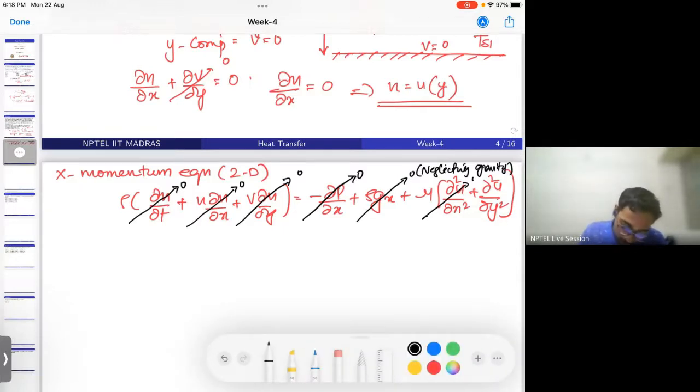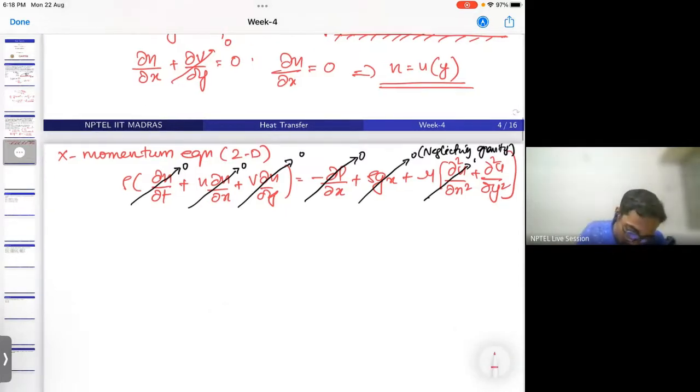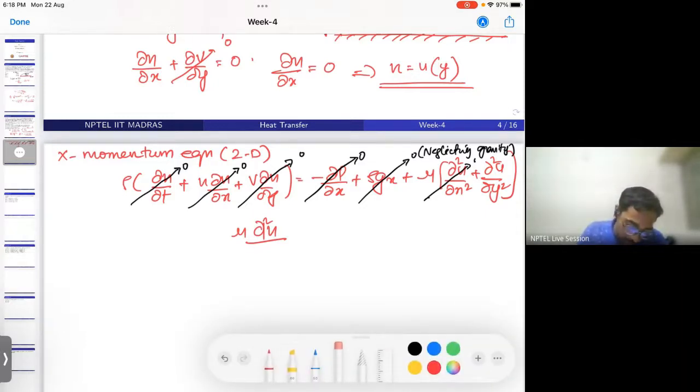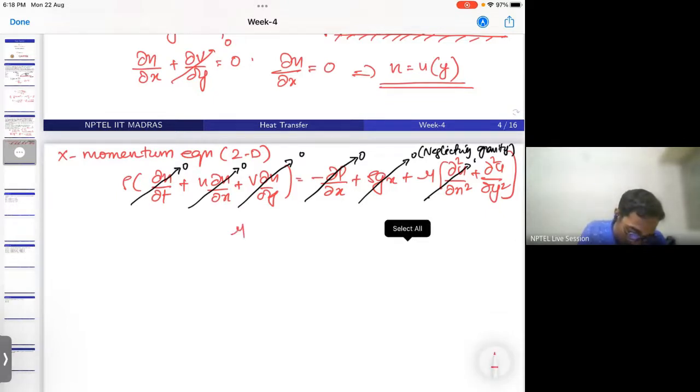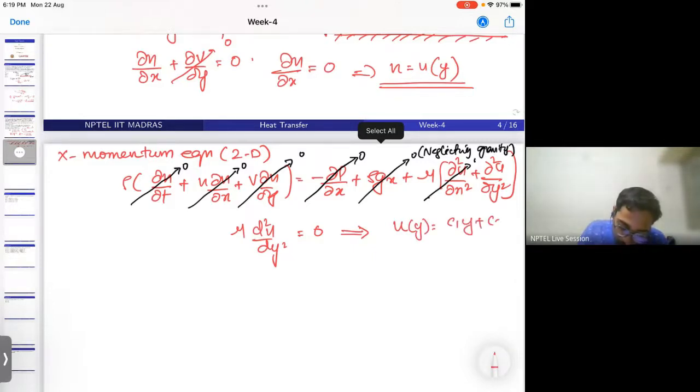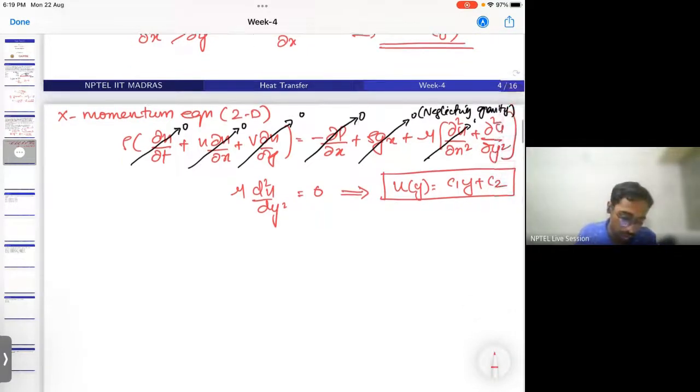So what is the remaining term? The remaining term is mu times dou square u by dou y square. We can convert this partial derivative into an ordinary derivative, as u is only a function of y. So mu d square u by dy square is equal to 0. Right. So if we integrate this, you will get u of y is equal to c1 y plus c2. This is the velocity profile. It's a linear velocity profile we are getting.